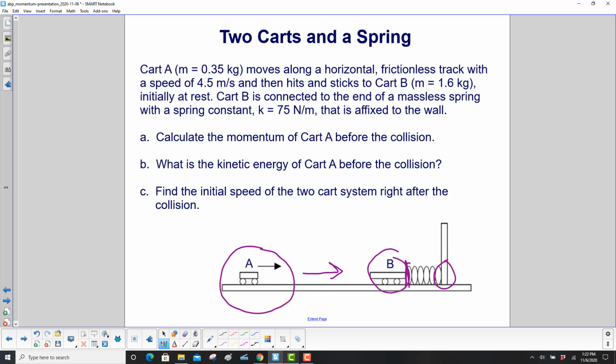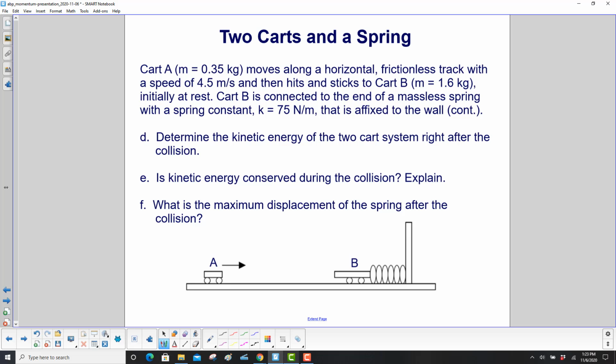Calculate the momentum of cart A before the collision. What is the kinetic energy of cart A before the collision? Then find the initial speed of the two-cart system right after the collision and before it starts compressing the spring. Determine the kinetic energy of the two-cart system right after the collision. Is kinetic energy conserved during the collision? Explain. What is then the maximum displacement of the spring after the collision?